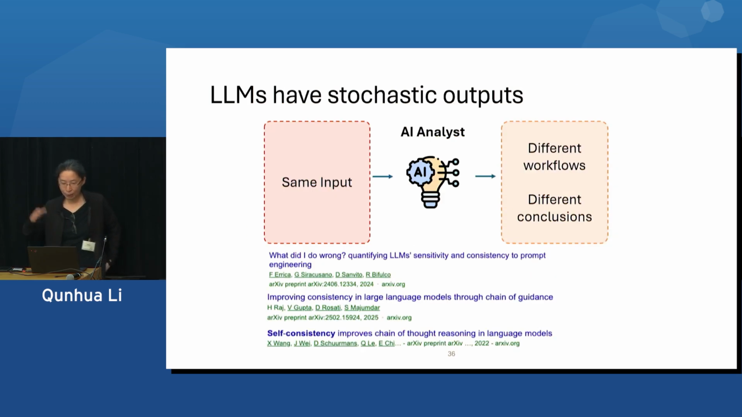Apparently we know that LLMs can hallucinate, and you don't know when it does it. If you run it twice, it may or may not give you the same result. That is very concerning. If you look online, there are papers discussing the consistency or sensitivity of LLMs to prompts, not just for data analysis but also in other contexts.